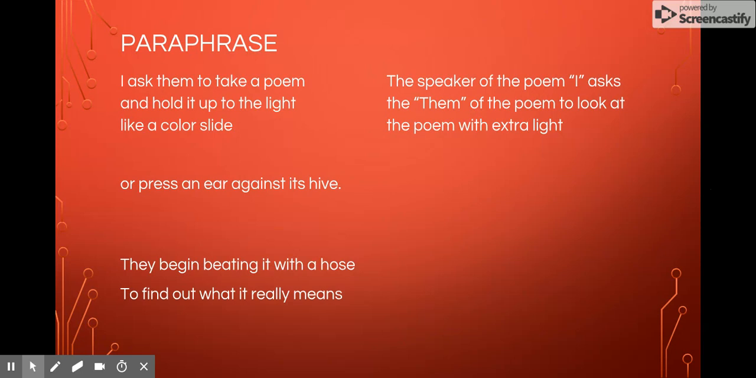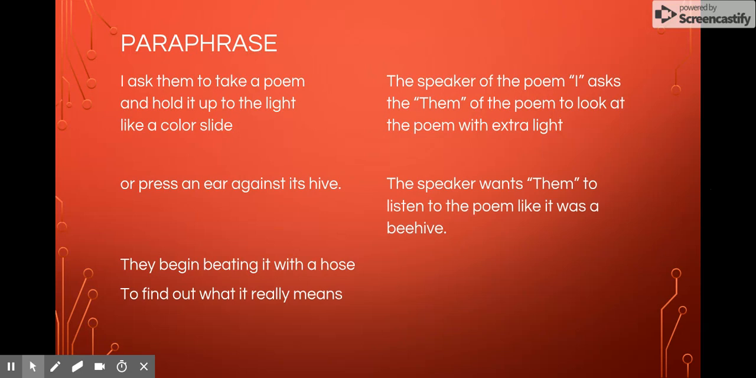Next, "or press an ear against its hive." Here, we have the speaker simply wanting the students of the poem to listen to the poem like it was a beehive. How does the poem sound?